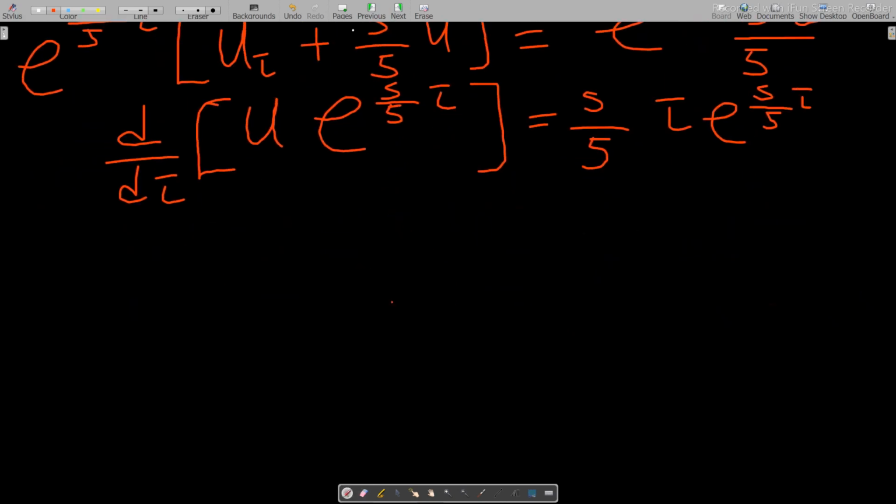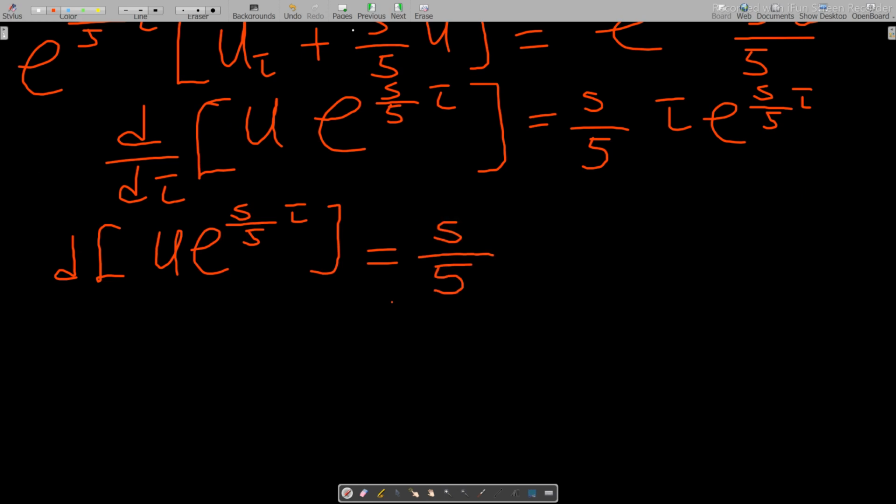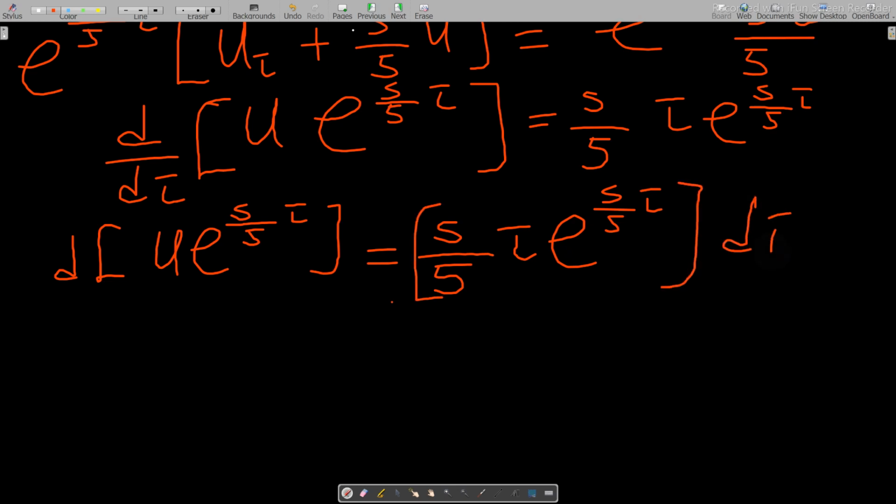try to say that this is d of u e to the power s over 5 tau should be equal to s over 5 tau e to the power s over 5 tau, then all times d tau. So this becomes a separable ODE where we can integrate both sides.